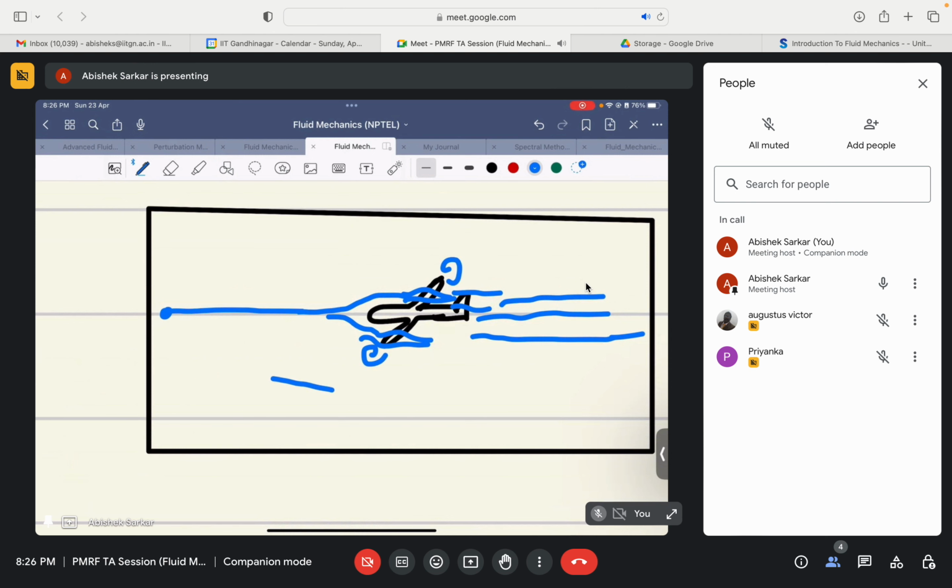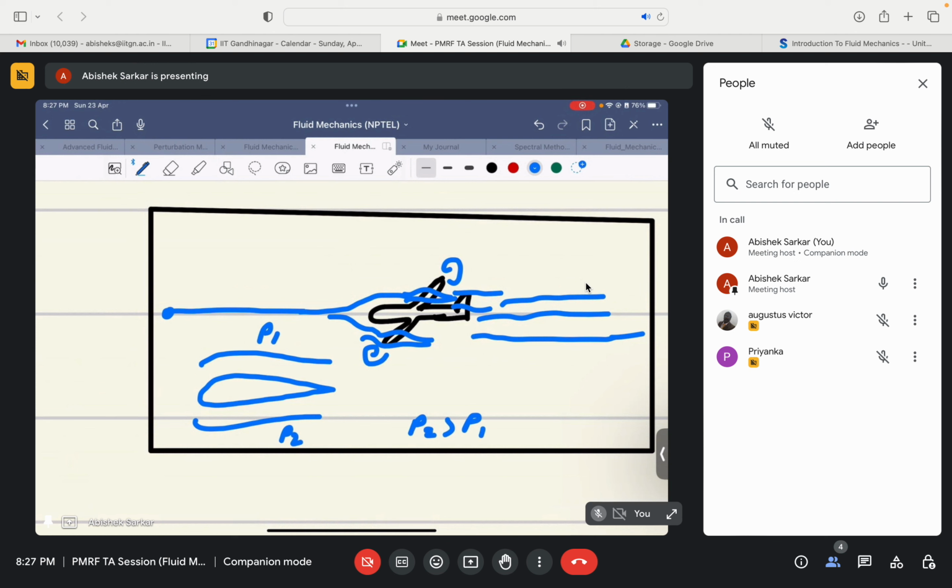So if this was the airfoil, the cross-section of the wing, the lower region is known as the pressure zone, and the upper part is known as the suction zone. So if the pressure above is P1 and below is P2, then P2 is greater than P1. So it will mean that there will be a net force in the upward direction. So that will give us lift, right?